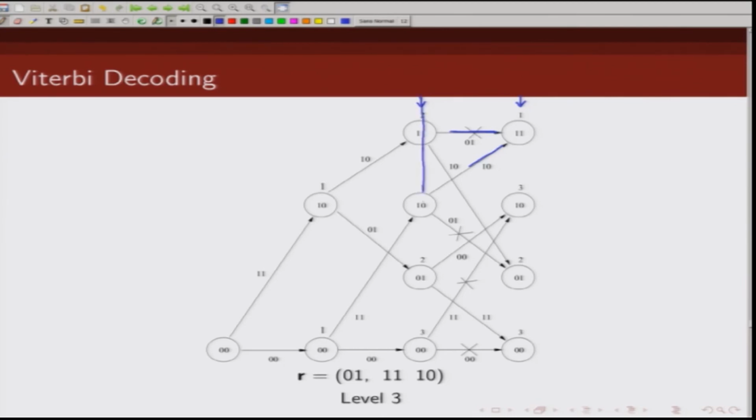So, we are looking at this time instance, this trellis section, we are looking here. So, what was the receive sequence? Here it was 1 0.